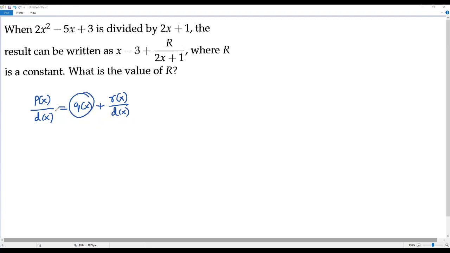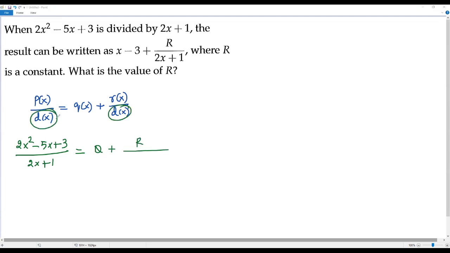That is, this q(x) represents the quotient we get when we divide p(x) by d(x), and this r(x) represents the remainder we get, and this d(x) is the given divisor. Okay, now we have to write the given polynomial division in this order so that we'll be able to get the value for R automatically. So let me write the given polynomial division, that is (2x² − 5x + 3) over (2x + 1). When I write this polynomial division in this order, q is the quotient we get and r is the remainder we get. And here d(x) is nothing but the given divisor. In our case, it's 2x + 1.